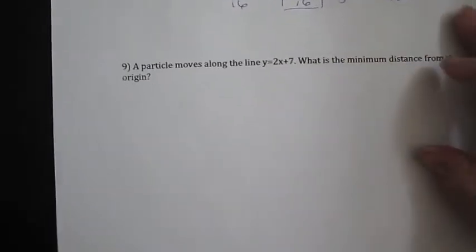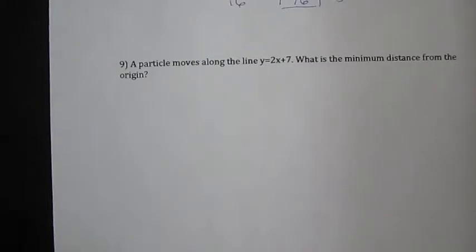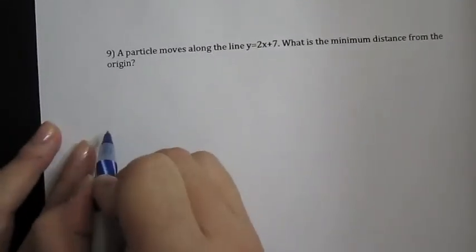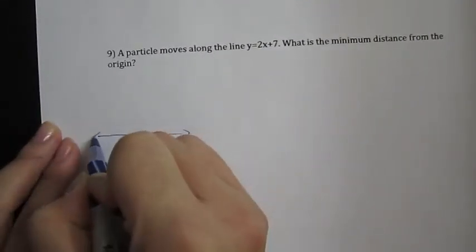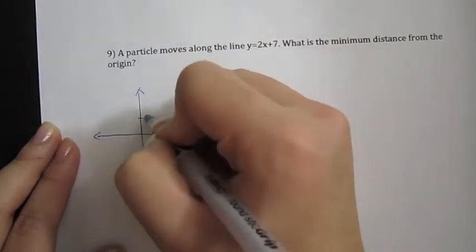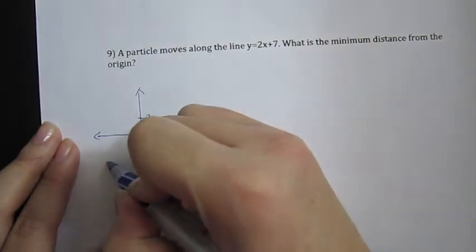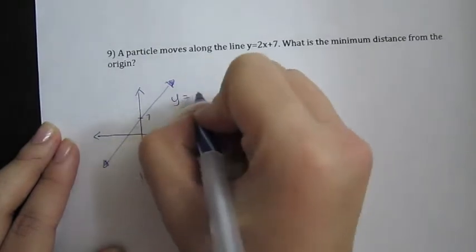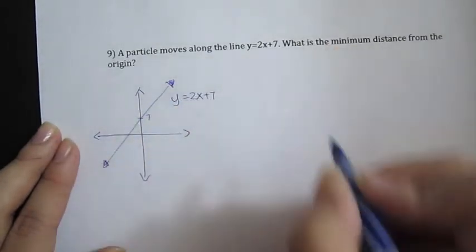The third question that I got wrong is question number 9. The question is, a particle moves along the line y equals 2x plus 7. What is the minimum distance from the origin? First, we draw a graph, and the graph looks like this. This is 7, and that's our y-intercept, and that is y. Y equals 2x plus 7.